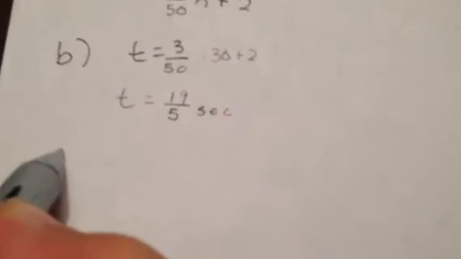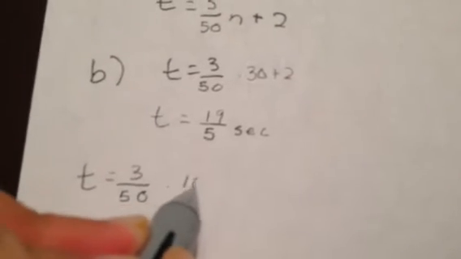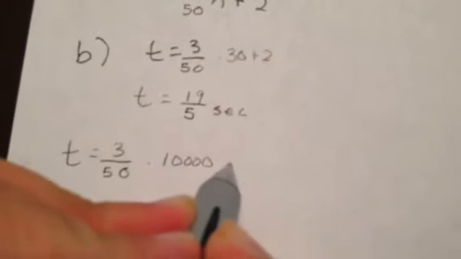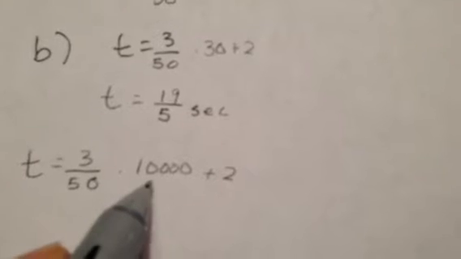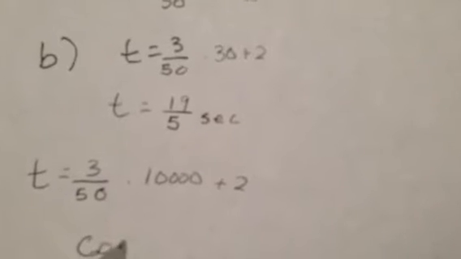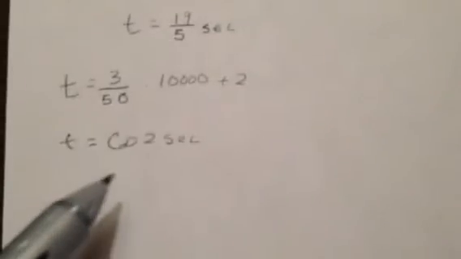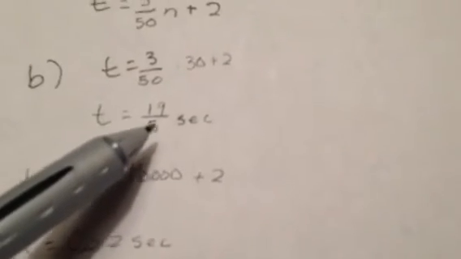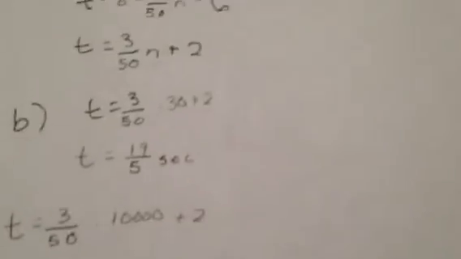Then we have the 10,000 loops, so 3/50ths times 10,000 plus 2. Let's see here. This is 10,000 divided by 50, it's 200 times 3 is 600, plus 2 is 602 seconds. So if we go through 10,000 loops, it'll give us 602 seconds, so a little over 10 minutes, and then we'll have 19/5 seconds, so a little less than 4 seconds if we only had 30 loops to go through.